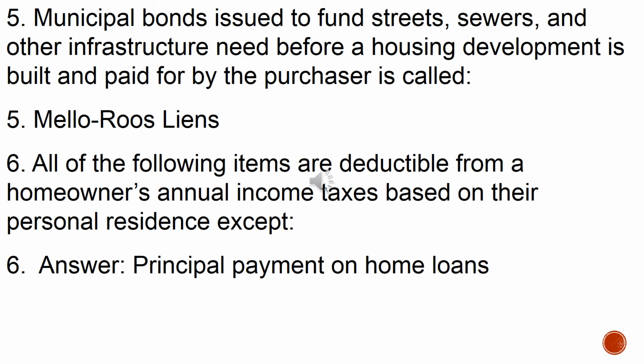Question number 5. Municipal bonds issued to fund streets, sewers, and other infrastructure needed before a housing development is built and paid by the purchaser is called, answer, Mello-Roos Liens. Question number 6. All of the following items are deductible from a homeowner's annual income taxes based on their personal residence except, answer, principal payments on home loans.